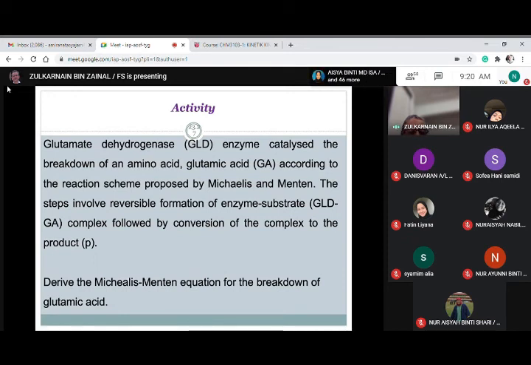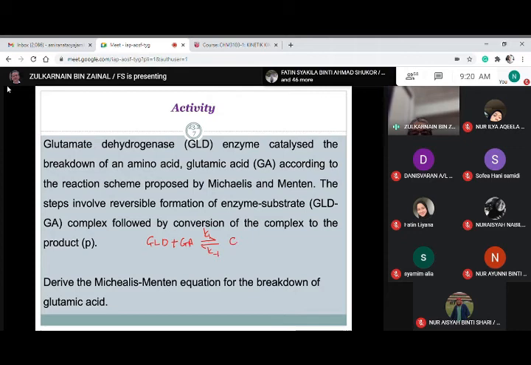Because it reached the end of the slide. Okay, so you have GLD as the enzyme here and GA as the substrate. So you have GLD enzyme plus GA as the substrate, of course. And then what you have is the normal reaction, K1, K minus 1.